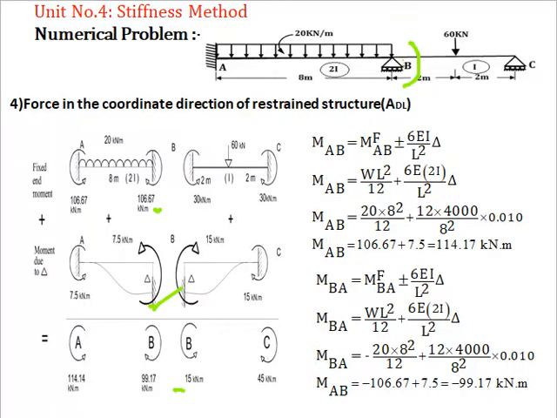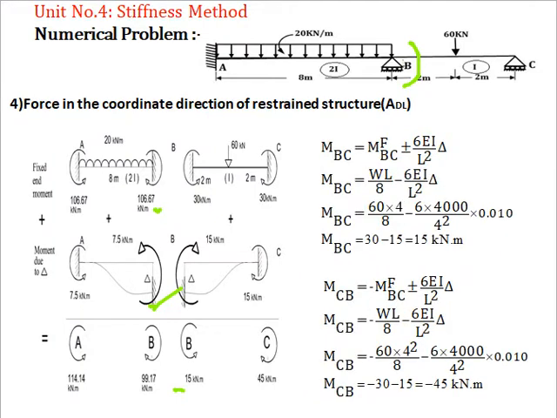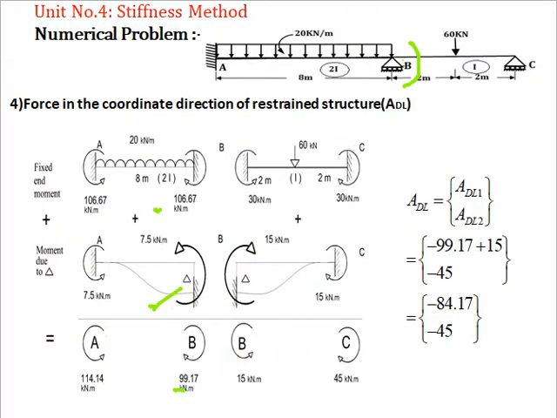After that, we consider the next span BC, and for that also we calculate whether there is a moment acting in the coordinate direction, when our coordinate directions are theta B and theta C. So we calculated the moment acting in the coordinate direction, and whatever the total moment acting, that we sum up, and that moment comes out to be minus 84.17 and minus 45.